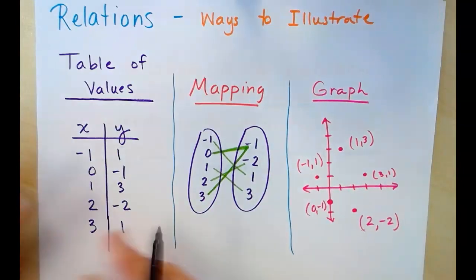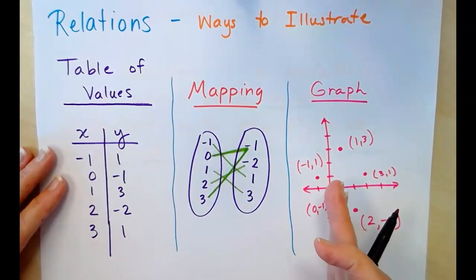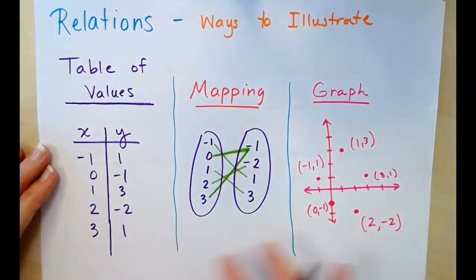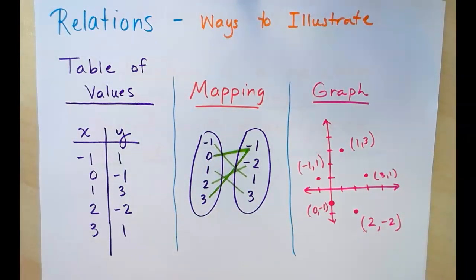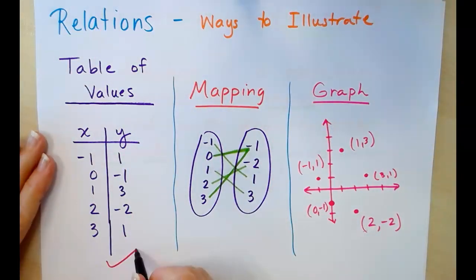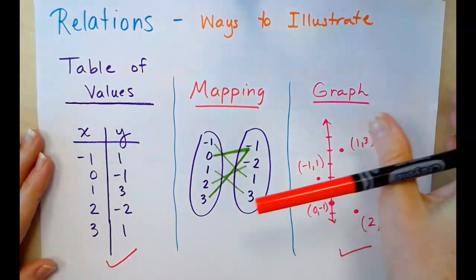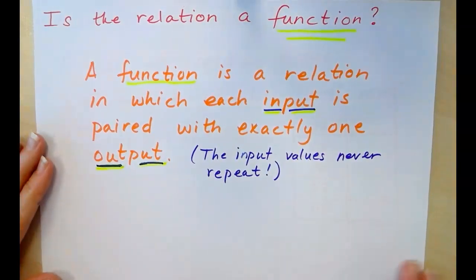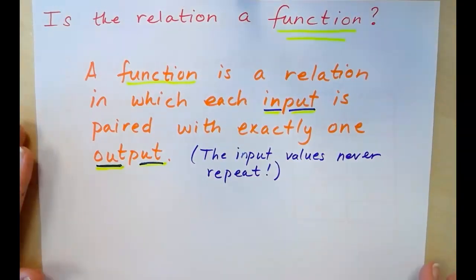3 maps to 1. So 3 ways to describe a relation, and all 3 of these illustrations are showing you the exact same information. Whether we put it in a table of values, a graph, or map it, they all 3 mean the same thing. Now probably these first 2 are the ones that you are most familiar with. So, is the relation a function?